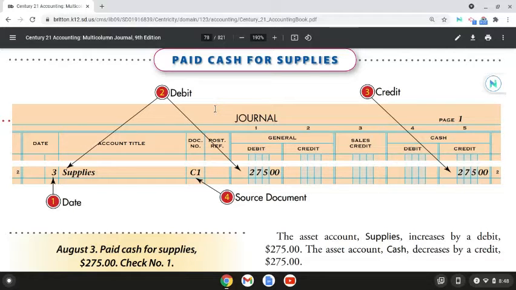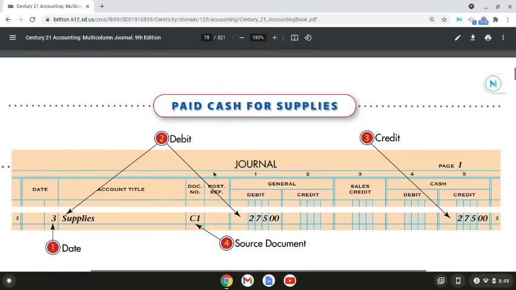For the account title, we'll write supplies. Document number is C1 or check 1. This is also on page 1 of a general journal. Now we need to figure out what account gets debited and what account gets credited. Since we have paid cash for supplies, and anytime that we pay cash for something our cash account is going down or being decreased, for this transaction we are going to debit supplies for $275, and then we're going to credit cash for the same amount. Now, for this transaction, we have an increase and a decrease.